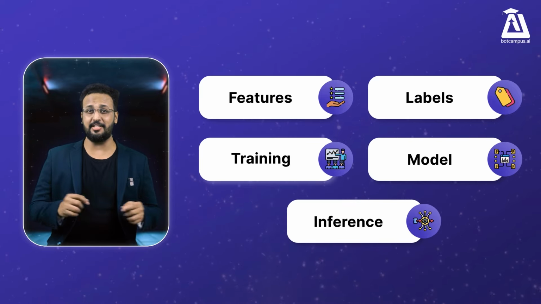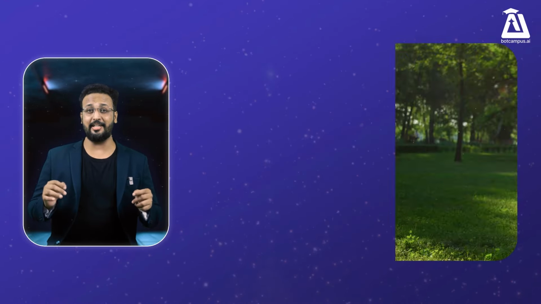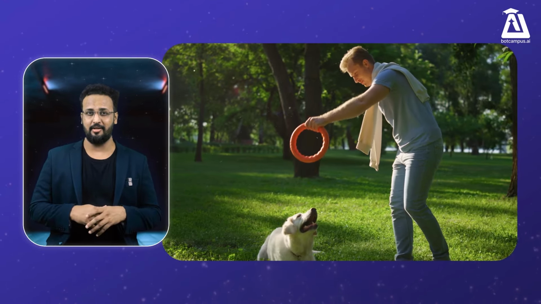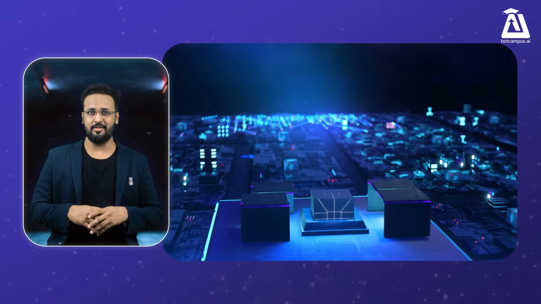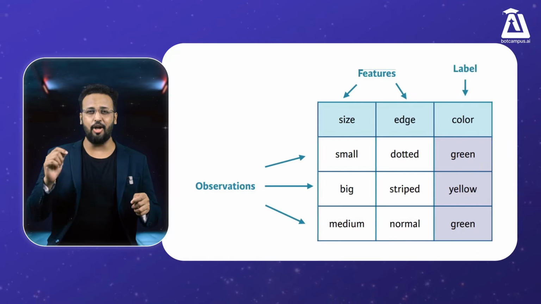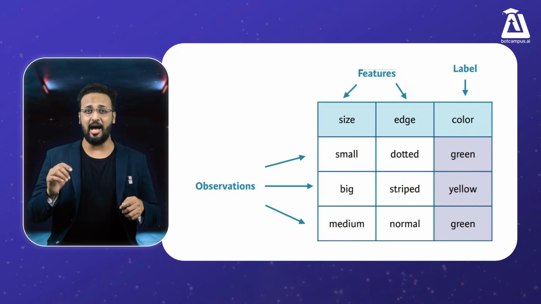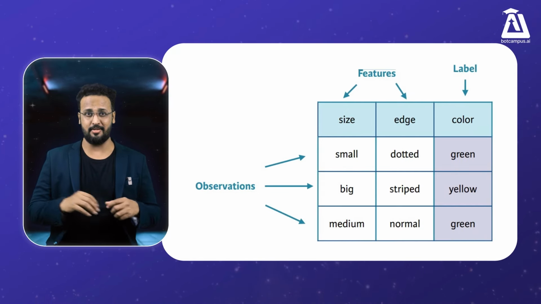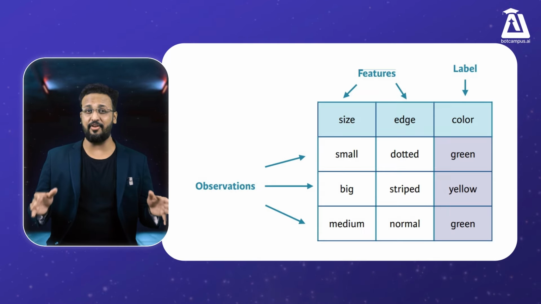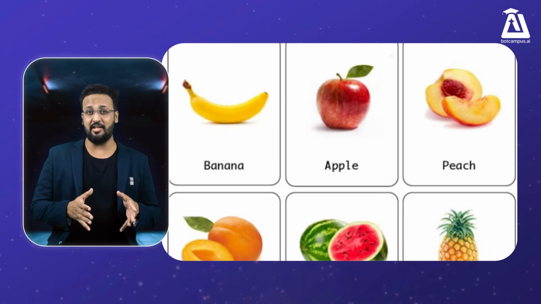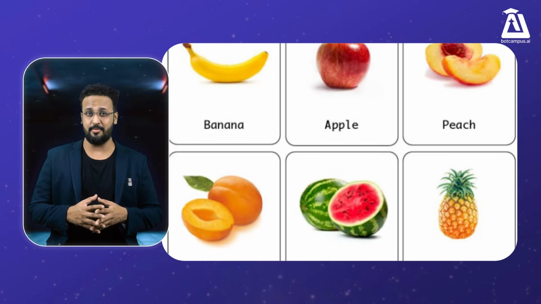Training. This is where the magic starts. Training is like teaching your pet a new trick, but instead, we are teaching a computer to make predictions. We do this by feeding it lots of examples that have both features and labels. Our fruit identifying machine gets to see lots of different fruits and learn which labels match which features.